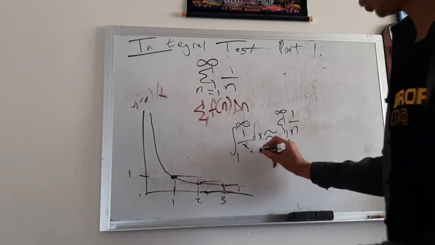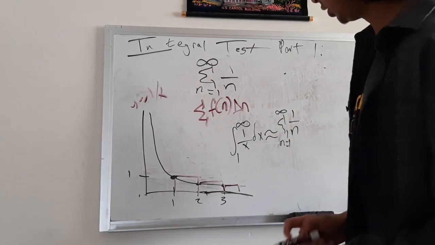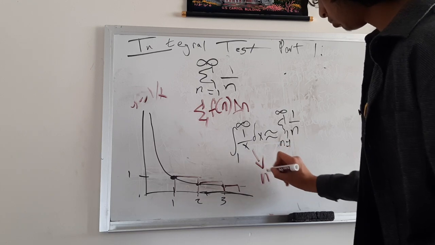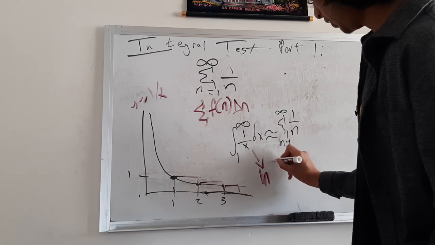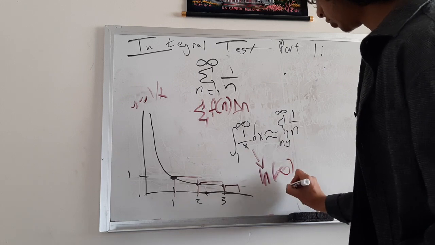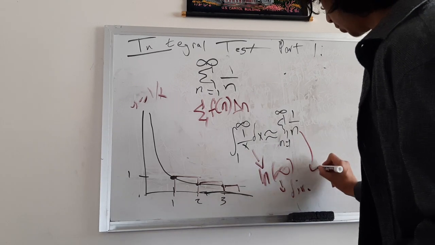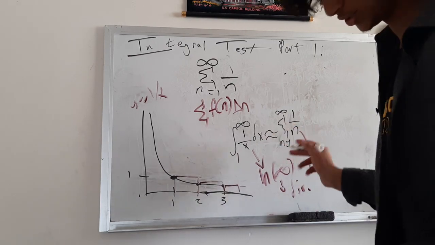I'm not going to show you the work. I would encourage you to do it yourself. But this equals ln of infinity. So it's a divergent integral. So if this one diverges, then this one will also diverge, since they're estimates of each other.